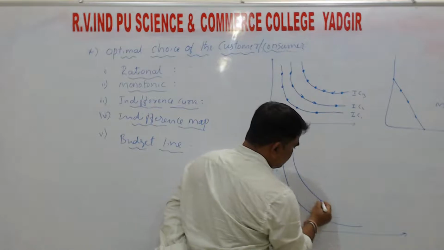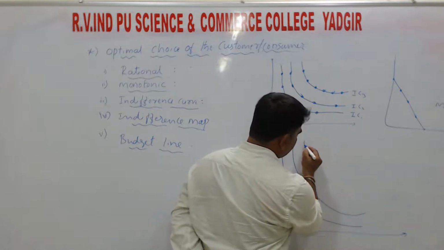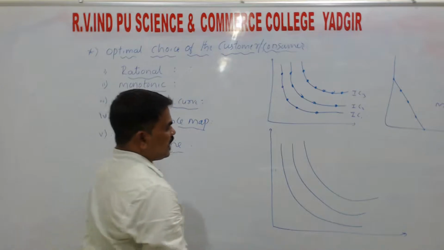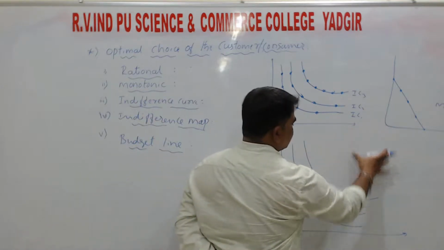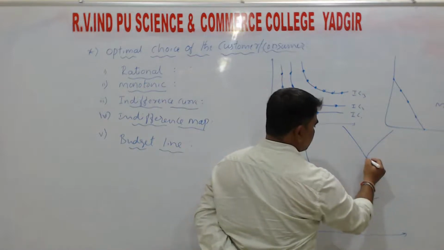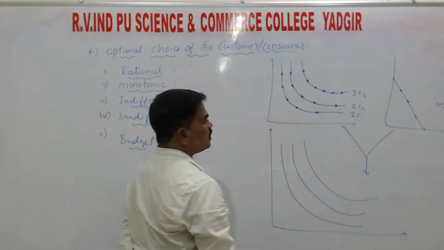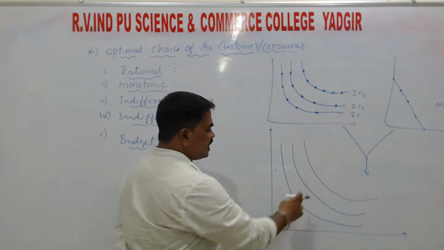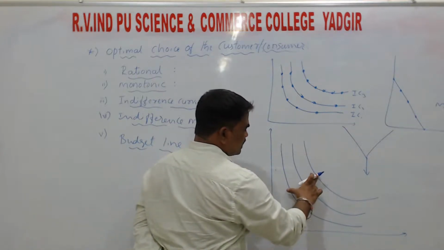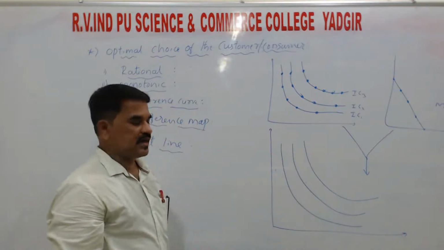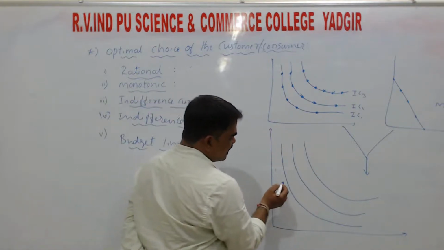I'll tell that we have indifference curves, okay, and we will combine these concepts now. We have an indifference curve, and together an indifference map, and I have the budget line. Now I will draw the budget line also.